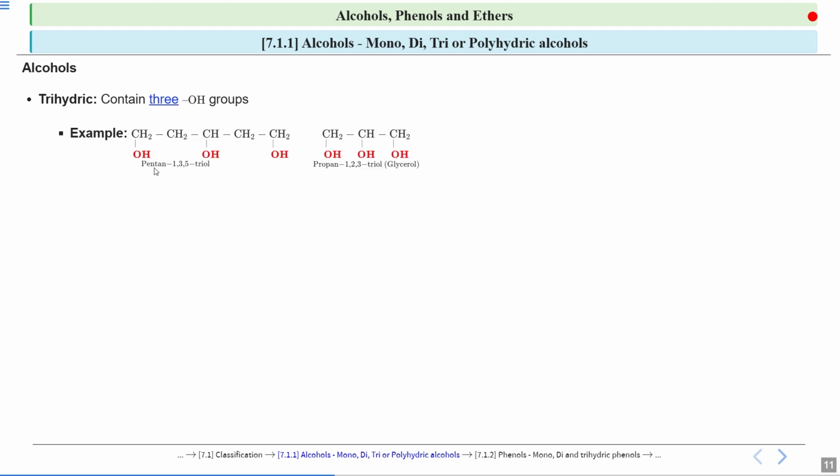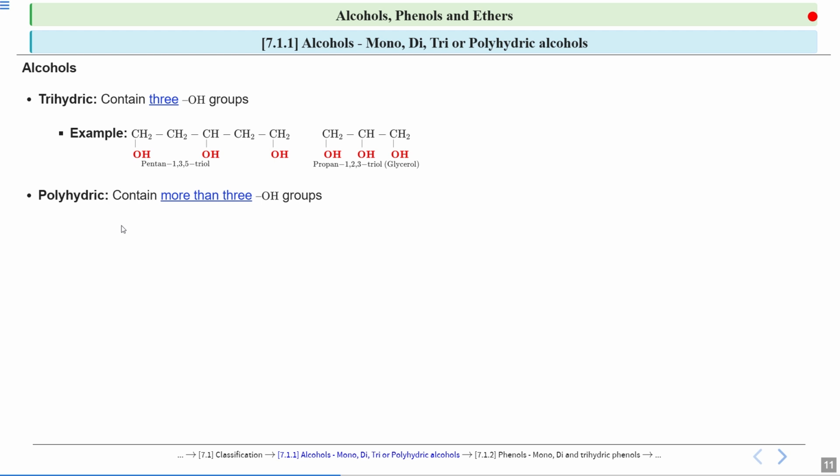For example, we have pentane-1,3,5-triol. That means at the first, the third and the fifth carbon, we have hydroxyl groups attached in a 5-carbon chain compound. So we are calling it pentane-1,3,5-triol, and this comes under the trihydric alcohols due to the presence of 3 hydroxyl groups in it. The other example is propane-1,2,3-triol, or the common name is glycerol. So 3 hydroxyl groups are present in this molecule, hence the name propane-1,2,3-triol, and this comes under the trihydric alcohols.